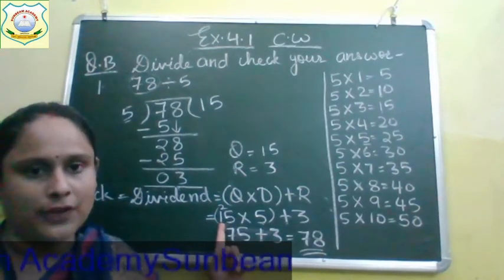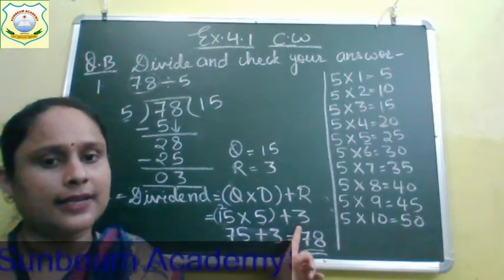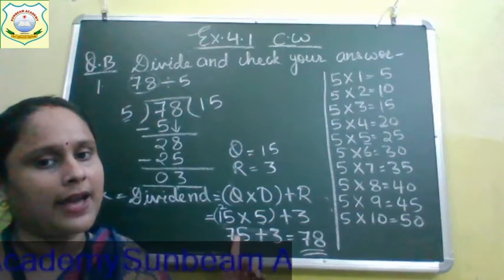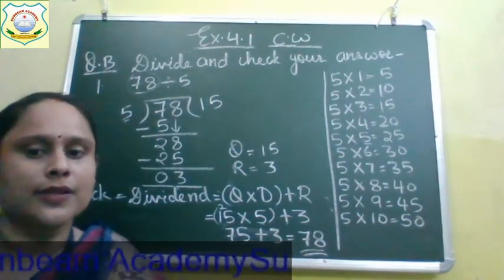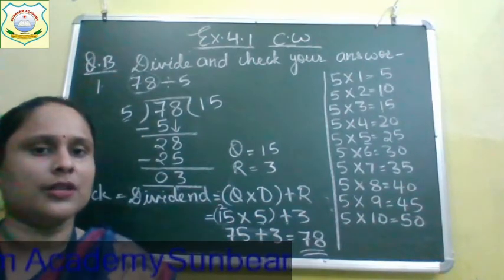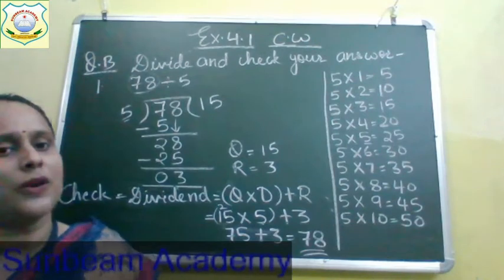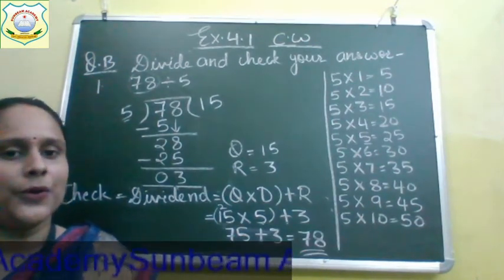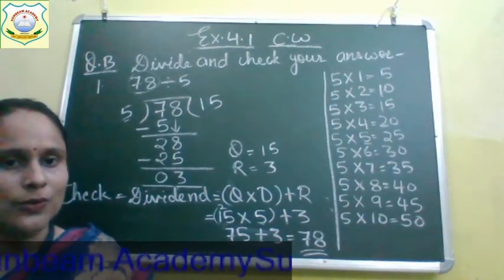Quotient is 15, divisor is 5 and remainder is 3. So first we will multiply 15 with 5, we got 75 and we will add 3 to it, we got 78. So children, now note down this question in your notebook and note down it very clearly. If any portion of yours gets missed, children, you need not worry. I will send a PDF from which you can copy down the question later on also.